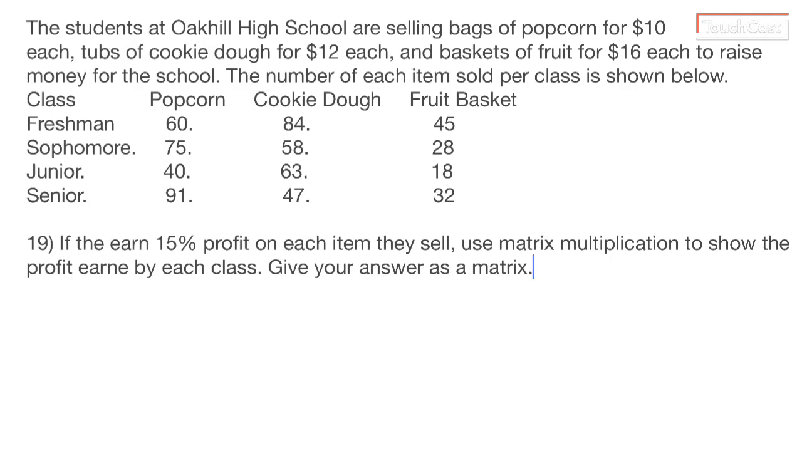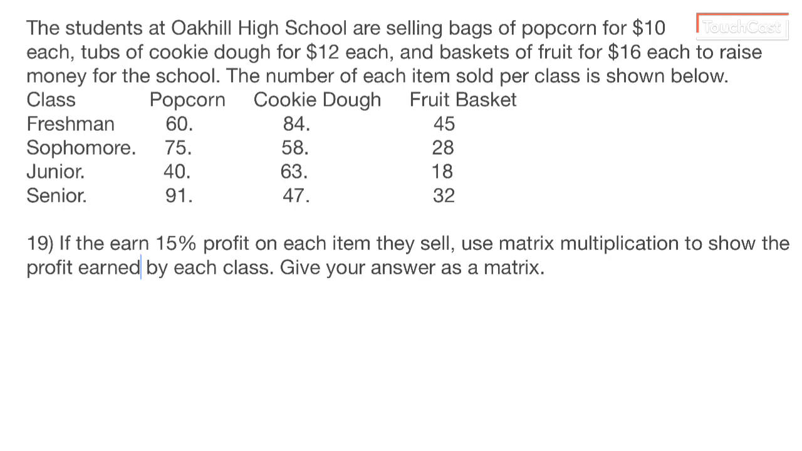So to start, we're looking at students at Oak Hill High School. They're selling bags of popcorn for $10 each, tubs of cookie dough for $12 each, and baskets of fruit for $16 each to raise money for the school. Now the number of each item sold per class is shown in this table. Example 19 asks if they earn 15% profit on each item they sell, we're going to use matrix multiplication to show the profit earned by each class. And we're going to give our answer as a matrix.